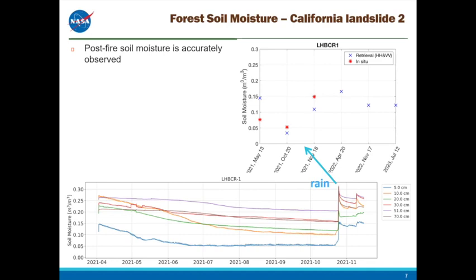So the point here is that for post-fire conditions, this experiment shows that we can map the soil moisture reasonably, which helps us prepare for or predict some of the things that may happen after the fire.